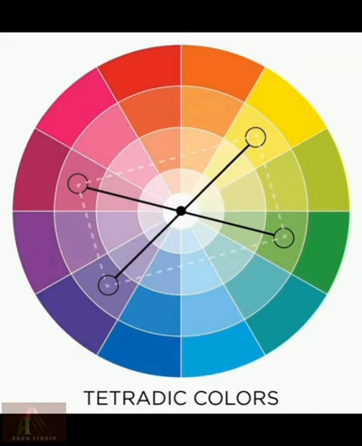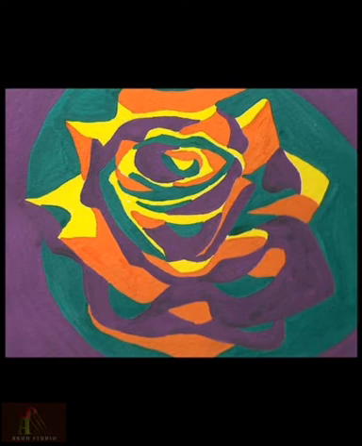And we have tetradic colors. So let me say this: when you take two complementary colors, you see now you split them. This is split complementary but on both sides, so we get 4 colors. For example, this is an artwork that's been done with tetradic colors, and it's a very beautiful result.